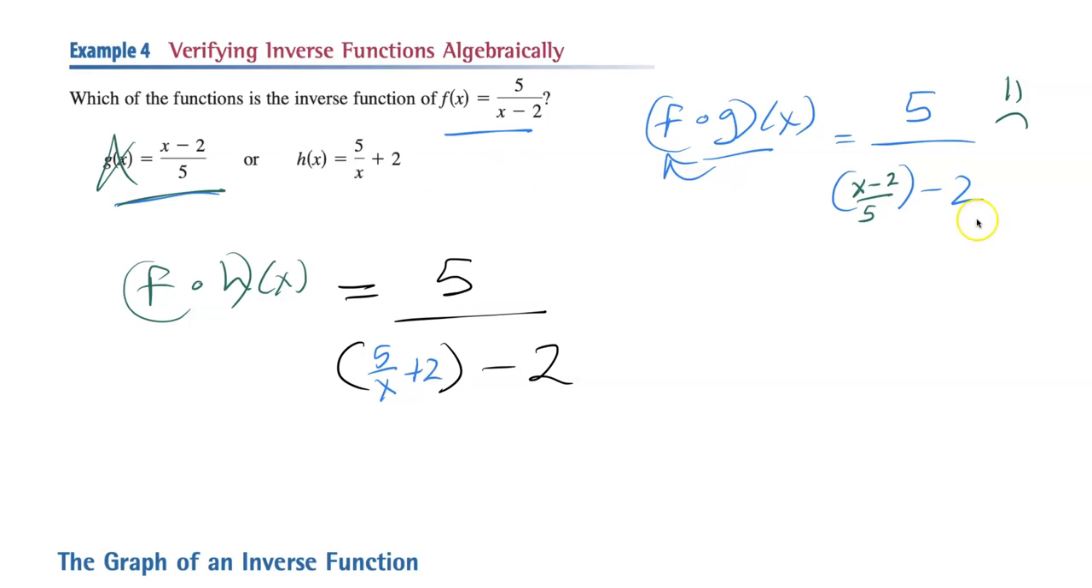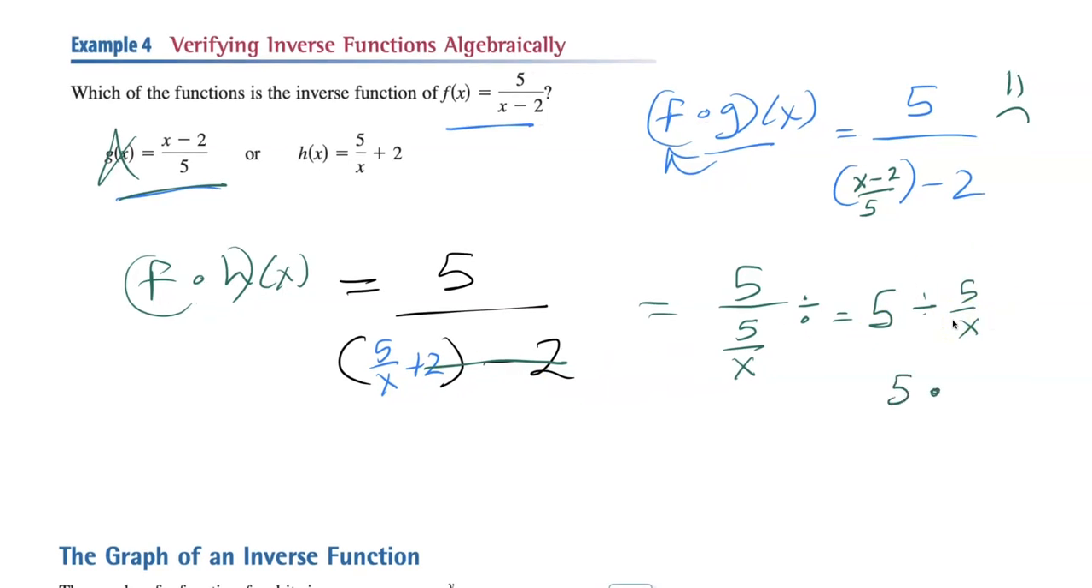Now look at this one. This one looks scary at first, but look what happens. These cancel out, and then you're left with 5 over x. That looks a little scary, but don't freak out. Just rewrite it. This is a divide sign. This is saying 5 divided by 5 over x. Remember the way you divide fractions? Multiply by the reciprocal. So 5 times x over 5. These cancel, you just get x. So that's the inverse.